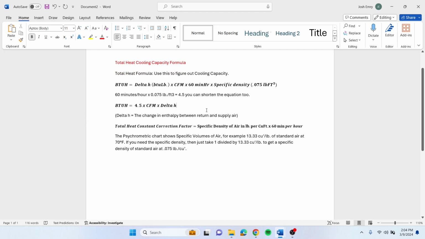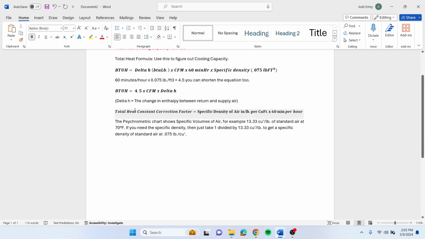If your air is a lot different, like say you're at high altitudes or your temperature differences are huge, then you might have to use this correction factor. To figure that out, you just take your specific density of the air in pounds per cubic feet times your 60 minutes per hour. So you have to figure out, okay, at that temperature, what is that?